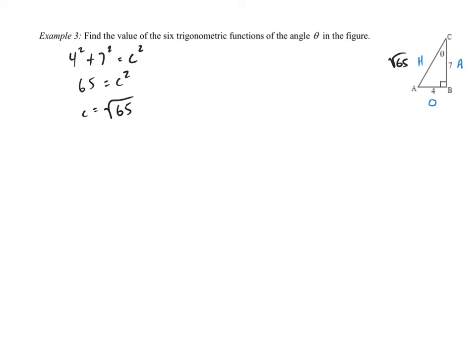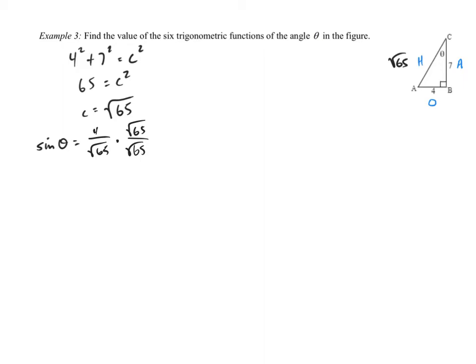And so this is going to be square root of 65 for my hypotenuse. Now, when I do sine of theta, that's going to be the opposite side over the hypotenuse. And since I labeled this here, I see that this is the opposite side, since this is where theta is located. And so that's going to be 4 divided by the square root of 65. Now, that's not going to be an acceptable answer because we don't want to have square roots in the bottom.